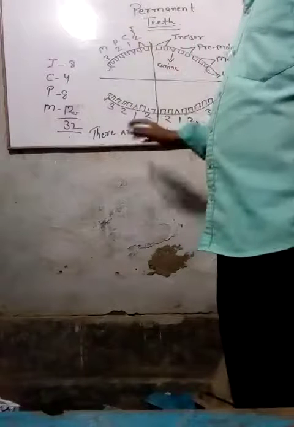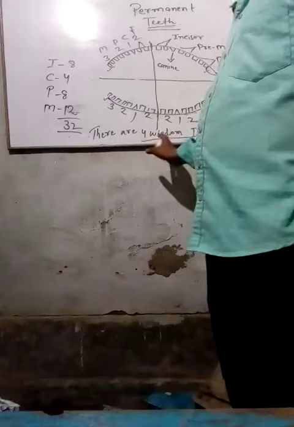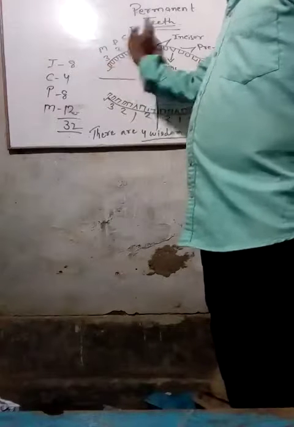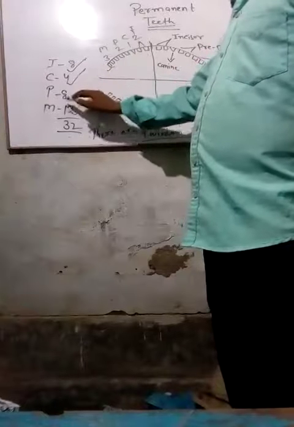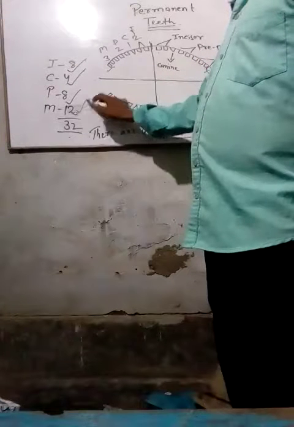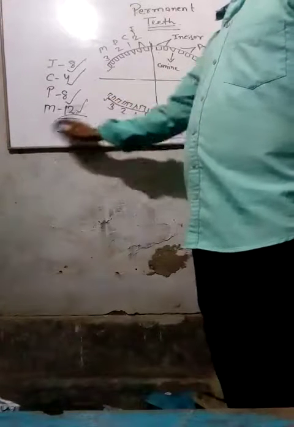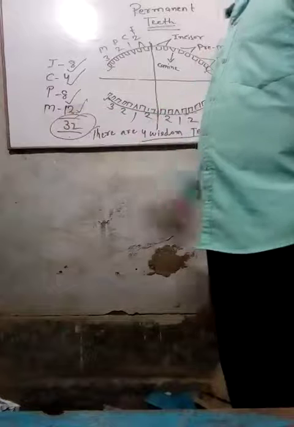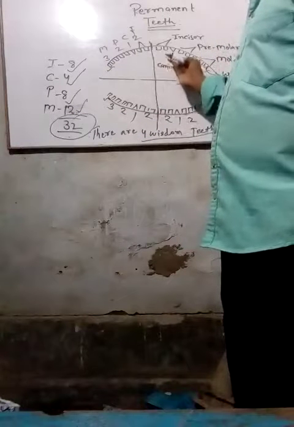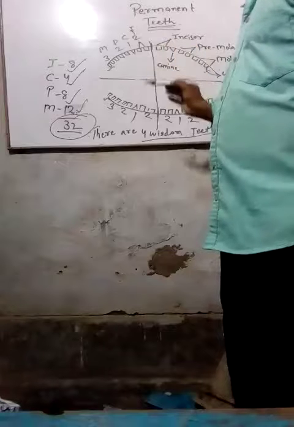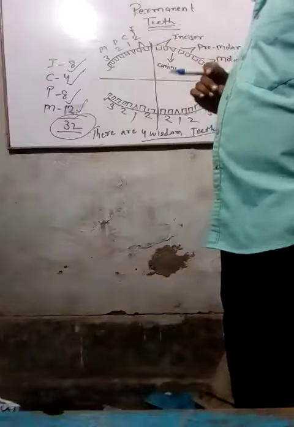That's why these extra 4 teeth are called wisdom teeth, right? So you can see here in permanent teeth there are 8 incisor, 4 canine, 8 premolar and 12 molar. It means 32 teeth grow in permanent teeth, and this is the structure in both jaws and the location of our permanent teeth, right?